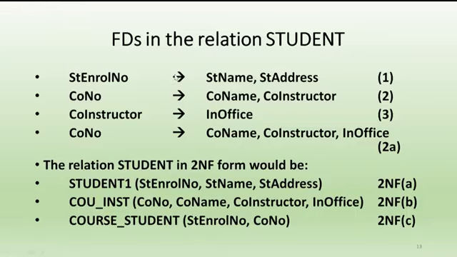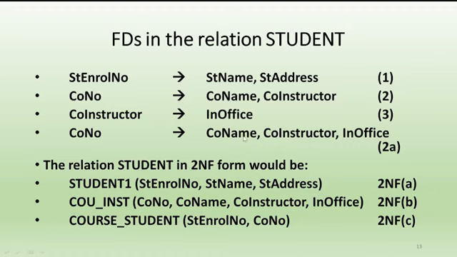Let's represent these dependencies mathematically, the way they are to be represented. Student enrollment number determines student name and student address. Course number determines course name and course instructor, and course instructor determines course in office. In turn, because of these two dependencies, which are transitive, course number is determining course name, course instructor as well as in office.